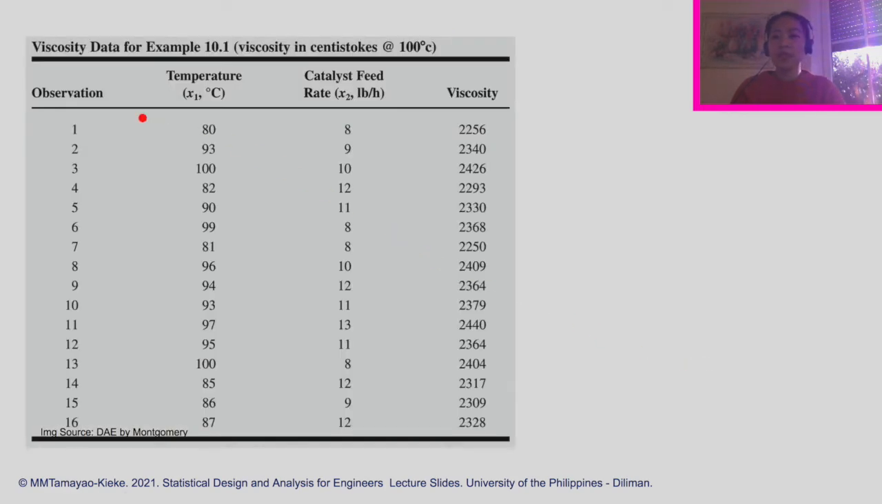Suppose that this is the viscosity data. This example is from Design and Analysis by Montgomery. You have 16 observations, with temperature and catalyst feed rate values corresponding to each observed viscosity. The viscosity is in centistokes at 100 degrees Celsius. Now, our task is to fit a regression model to this data.